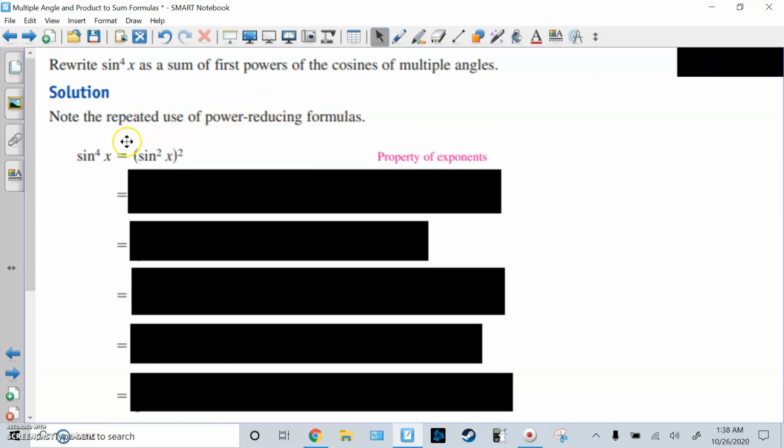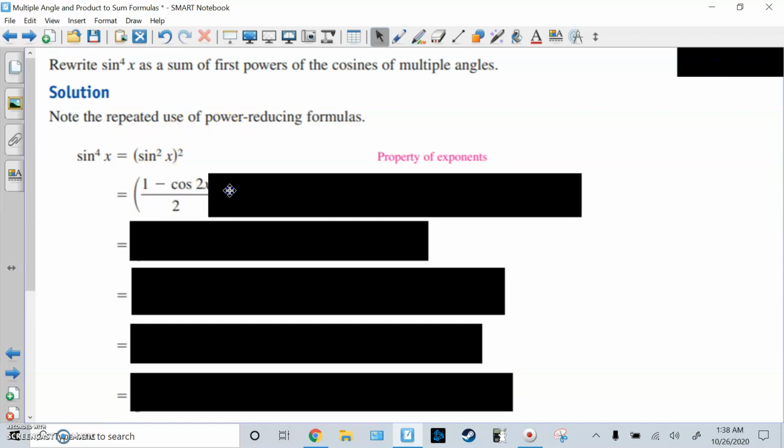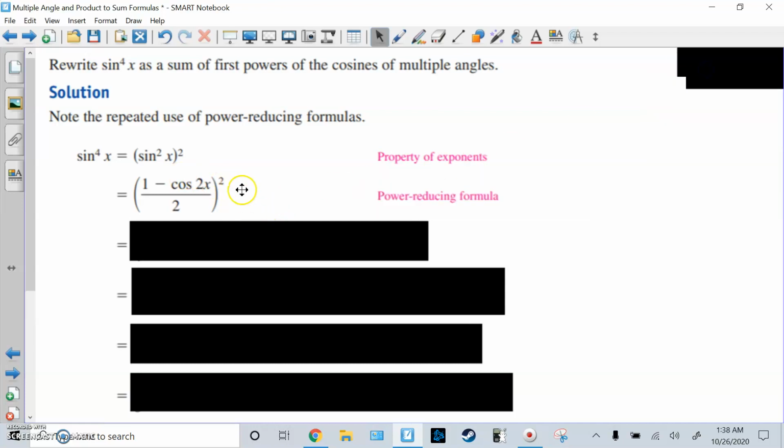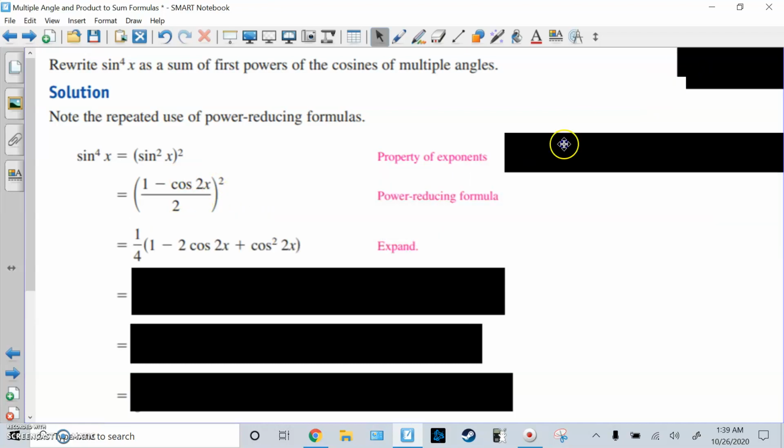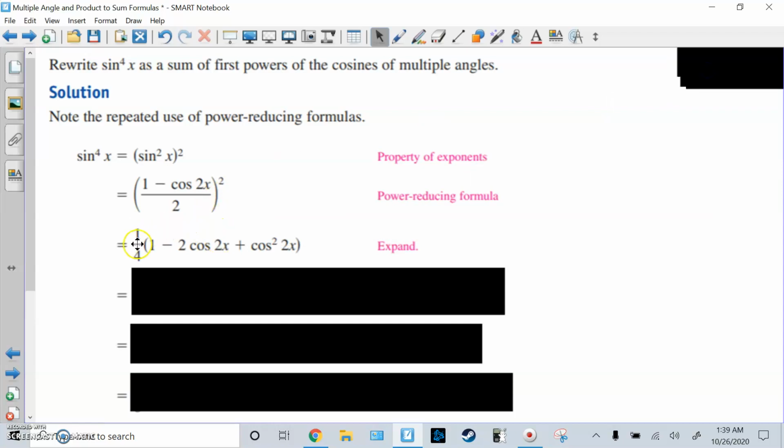So first we're going to change sine to the fourth into sine squared, squared. Then we use our sine squared power reducing formula to get this. Then that's going to be squared. Then we're going to FOIL this to get this, and they actually FOILed and took out the 1/4. Then we're going to do the same thing and repeat it.